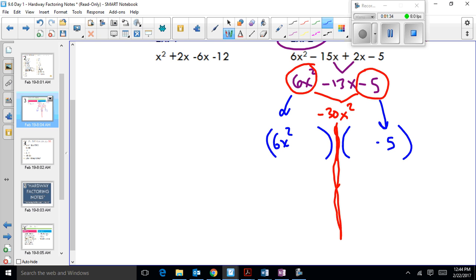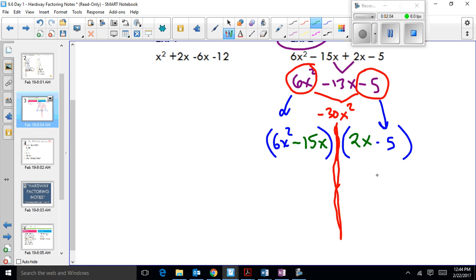And I get to decide what multiplies together to make a negative 30x squared and what adds together to make a negative 13x. So what are the two factors? Well, I'm pretty sure that's going to end up being a negative 15 and a positive 2. So you get a negative 15x here and a positive 2x here.